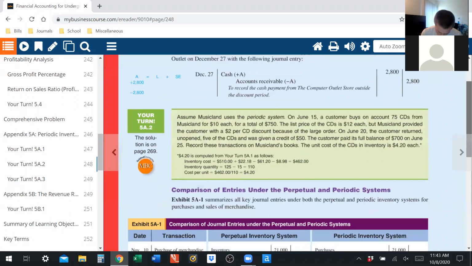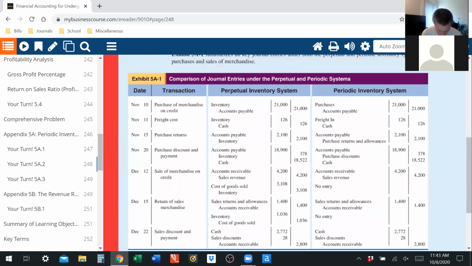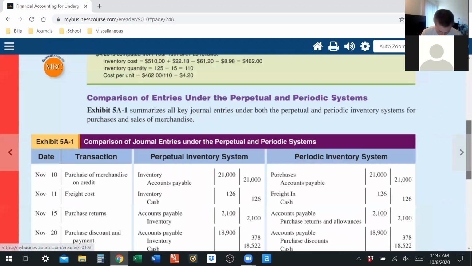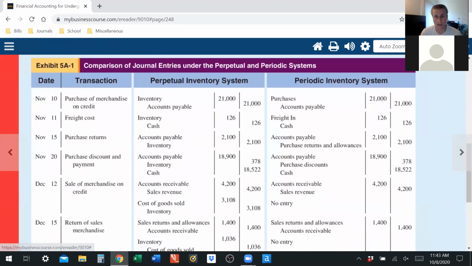But at the end of the appendix, they have this Exhibit 5A, which I think summarizes nicely. So given their example with their numbers, if the company was using a perpetual inventory system, these would be the journal entries over here in the left-hand column. And if they were using a periodic inventory system, these would be the journal entries over here in the right-hand column, so that you can see.